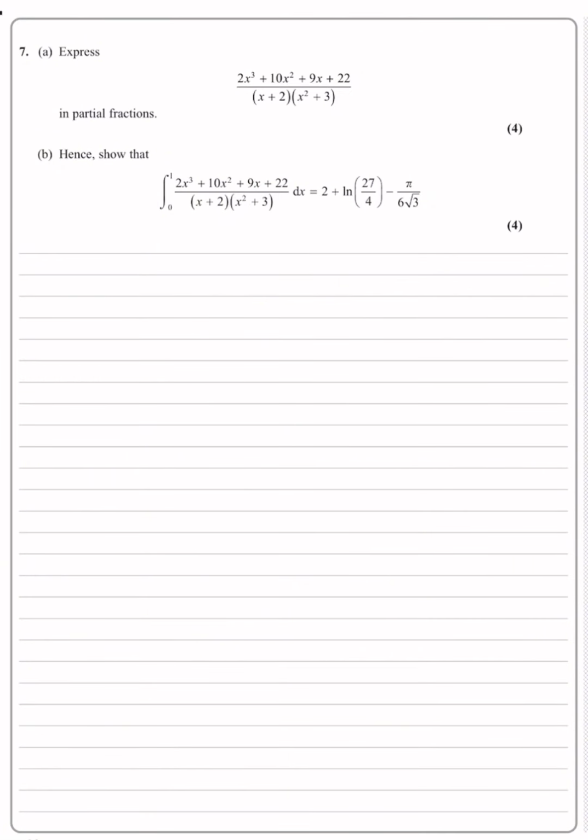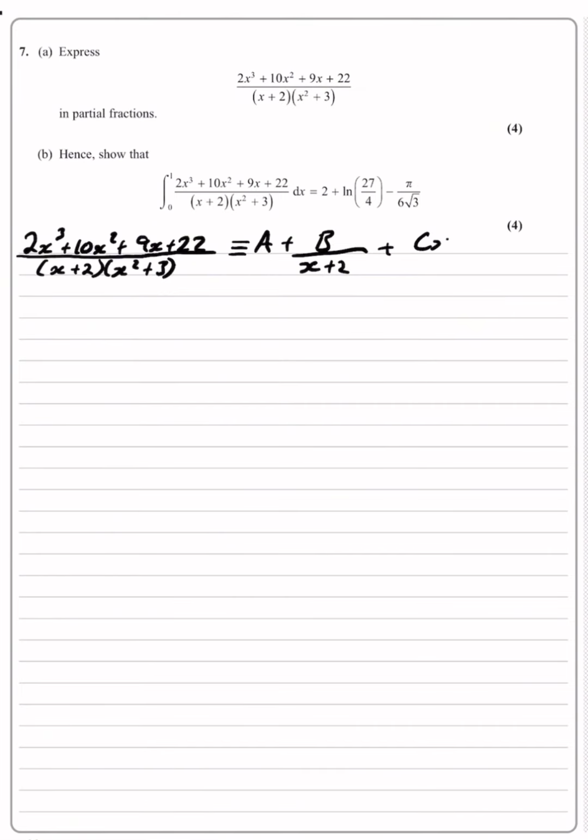All right, question number 7. So this is big partial fractions followed by an integration. For this particular setup, just looking at the fraction, it's going to be a cubic divided by a cubic, so we've got to treat this as a top-heavy fraction. That means that when we write that as partial fractions, we're going to get a constant at the front, and then b over the x plus 2. We can't split up the x squared plus 3, so I'm going to write that bit as cx plus d over x squared plus 3.